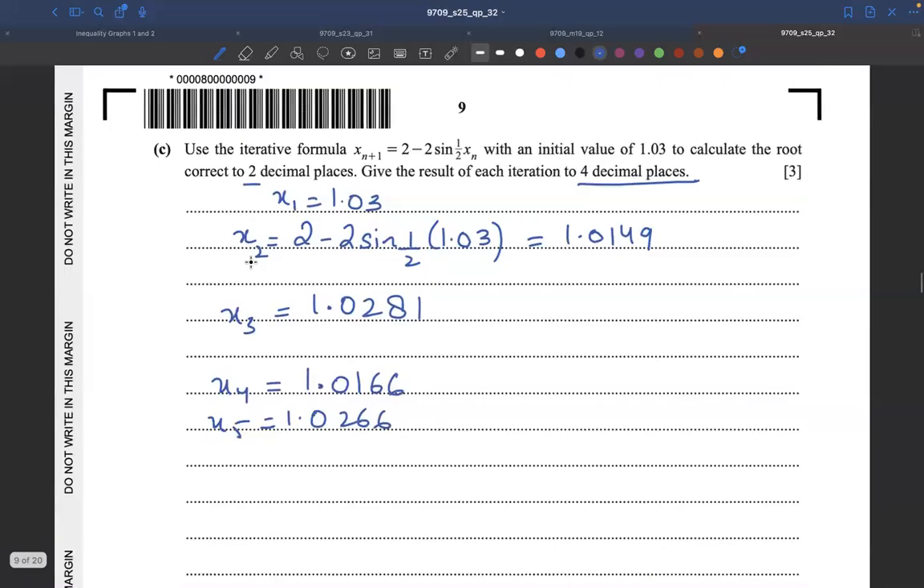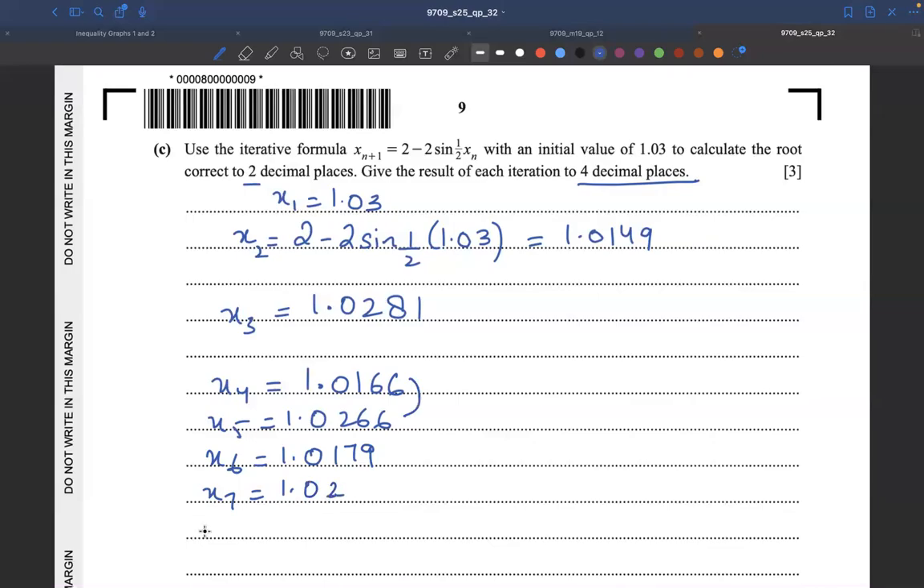So substituting this value back in, 0.0266, and we are getting 1.01789, so 0.0179. And we have to show enough iterations to show that the answer is coming correct to the same 2 decimal places consecutively. So 1.0254, actually the difference between two consecutive values is decreasing in every step.